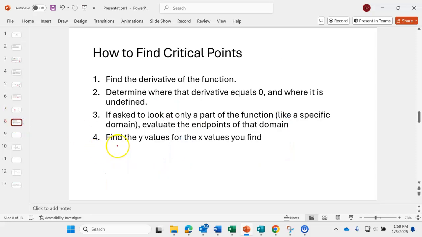So what's our process going to be? How are we going to find critical points? Our job is to find the derivative of the function, and determine where the derivative equals 0 and where it is undefined, if there are any such spots. Now, if we're in a specific situation where we're only looking at part of a function, a specific domain, say from 0 to 4, we're also going to evaluate the endpoints, because it is possible that the graph starts higher than it will ever get. Then once we've found our critical points, we're going to find the y values for every x value that we do find.